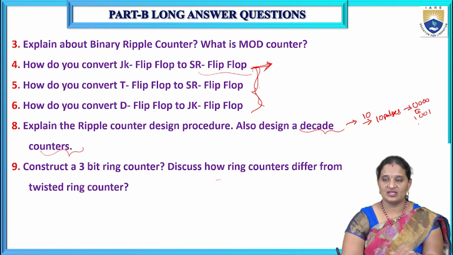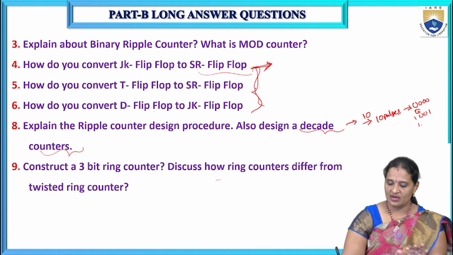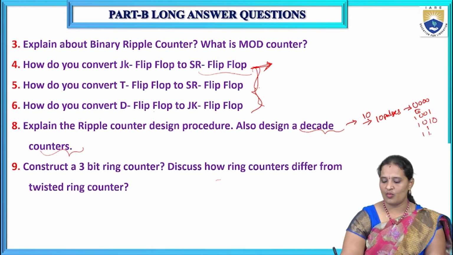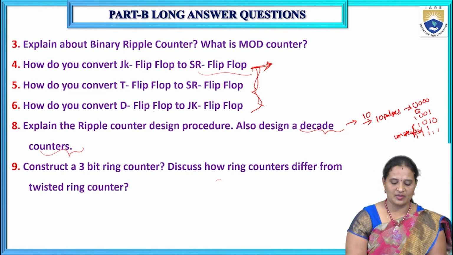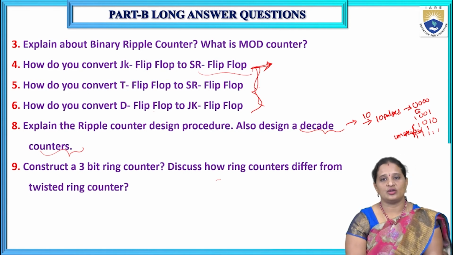So what are the remaining states? 1010 to 1111 are unspecified, right? So take a decade counter, draw its truth table and implement that as a ripple counter, right?